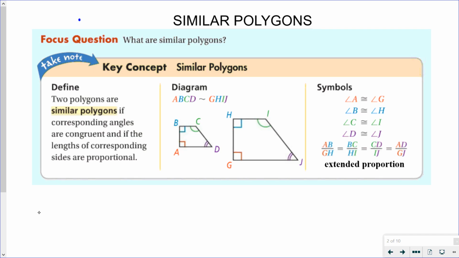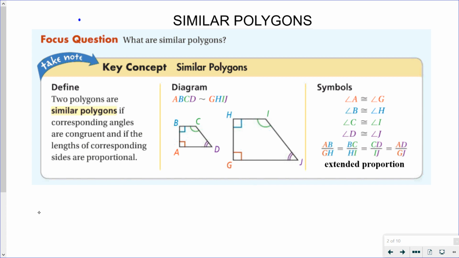What are similar polygons? Two polygons are similar polygons if corresponding angles are congruent and if the lengths of the corresponding sides are proportional. If you look at the diagram in the middle of this key concept, you'll notice that angle A and angle G are the same color, angle B and angle H have the same color, angle C and angle I are the same color, and angle D and angle J are the same color. That means that those angles are corresponding angles and they are congruent because they have the same exact symbols.